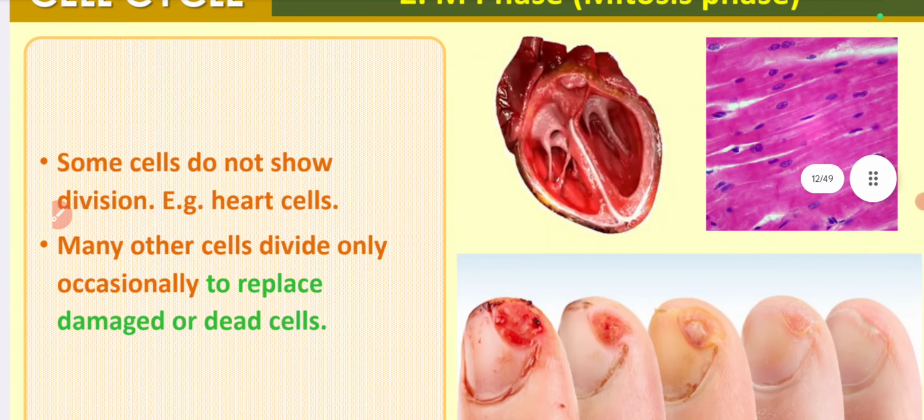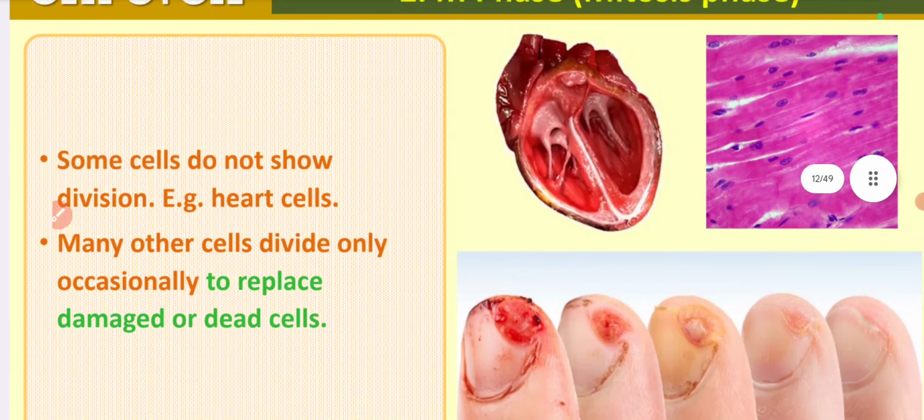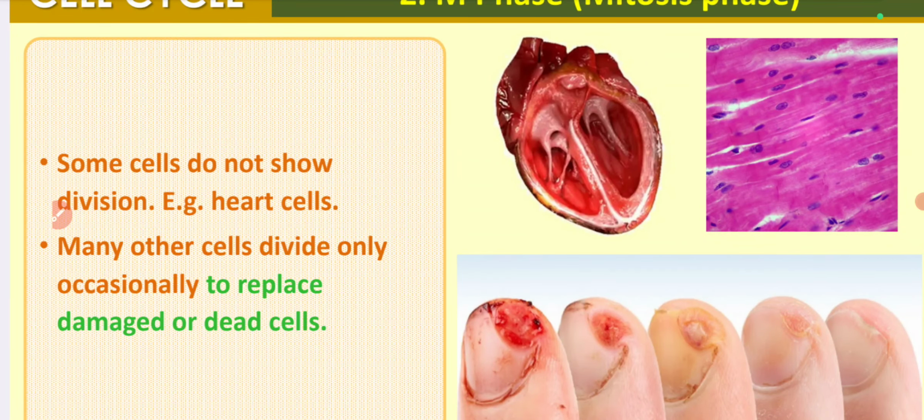Next, some points about M phase. Some cells do not show division, for example, heart cell. Here it is said, some cells do not show division, that is heart cell. Many other cells divide only occasionally to replace damaged or dead cells. Okay. In your NCERT it is also said that some cells in the adult animal do not appear to exhibit division. Example, heart cell. Okay.